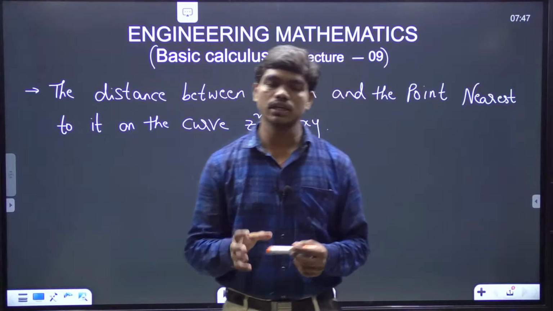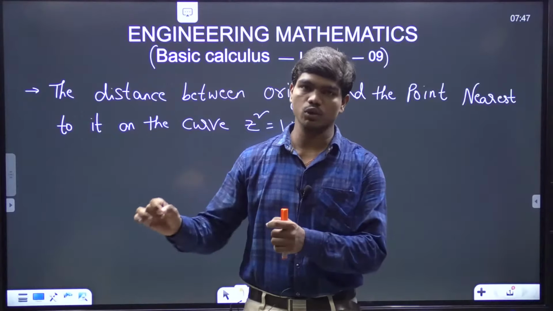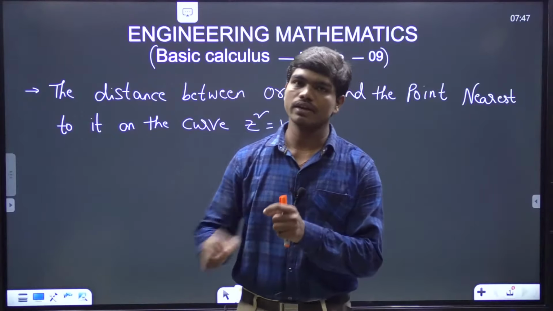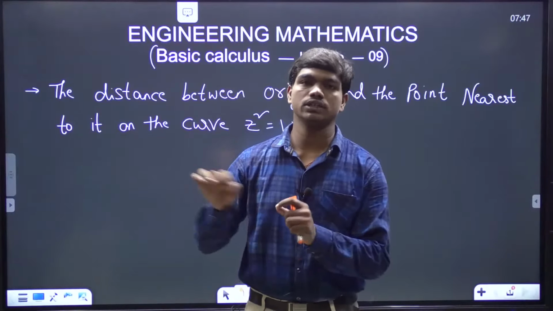Definitely on this curve there are infinitely many points, but out of all those points there will be one point which is very close to the origin, correct? So we need to identify the distance between the origin and the point on this curve which is nearest to the origin.